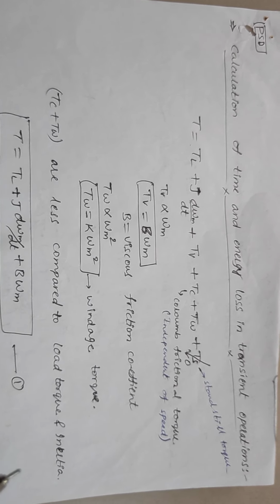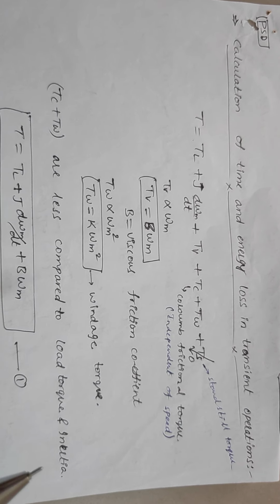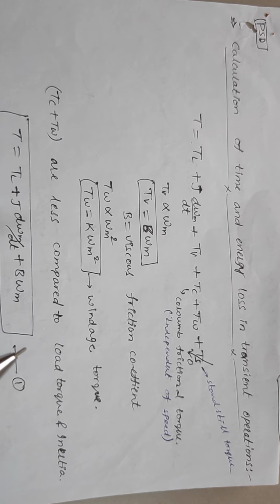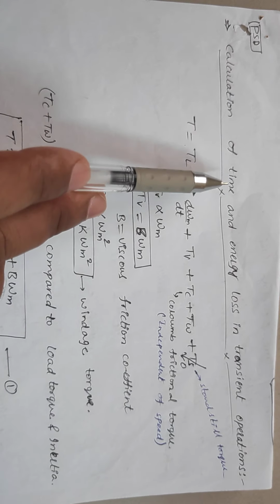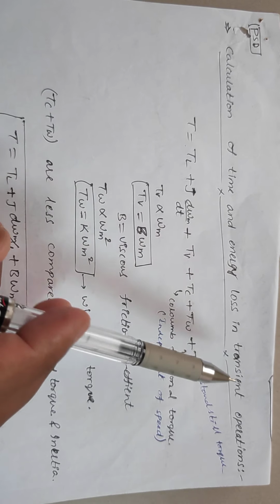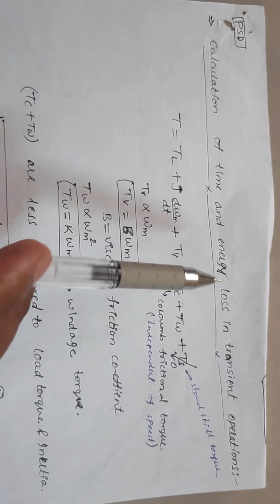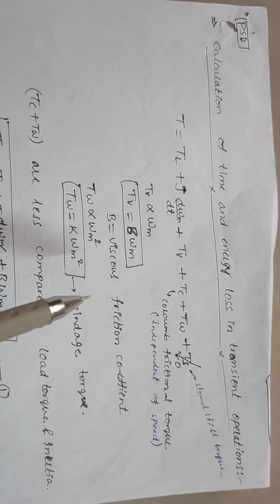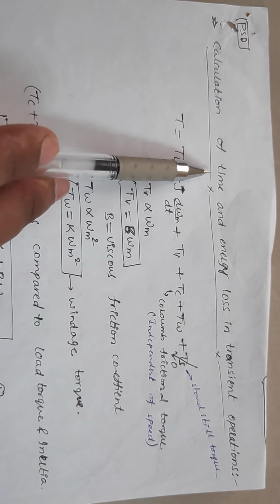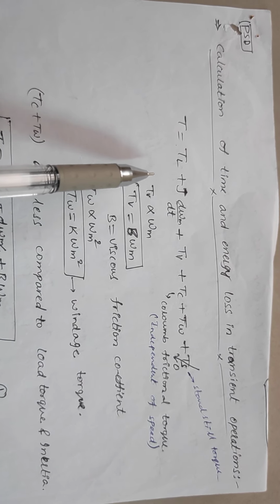During the transient operations, if we calculate the time, we can find out the energy loss during the transient time also. So we need to find out the time. By using the time, we can find out the energy loss during the transient operations like starting, braking, speed reversal or speed change. To calculate this time during the transient operation, we'll use the torque equation.